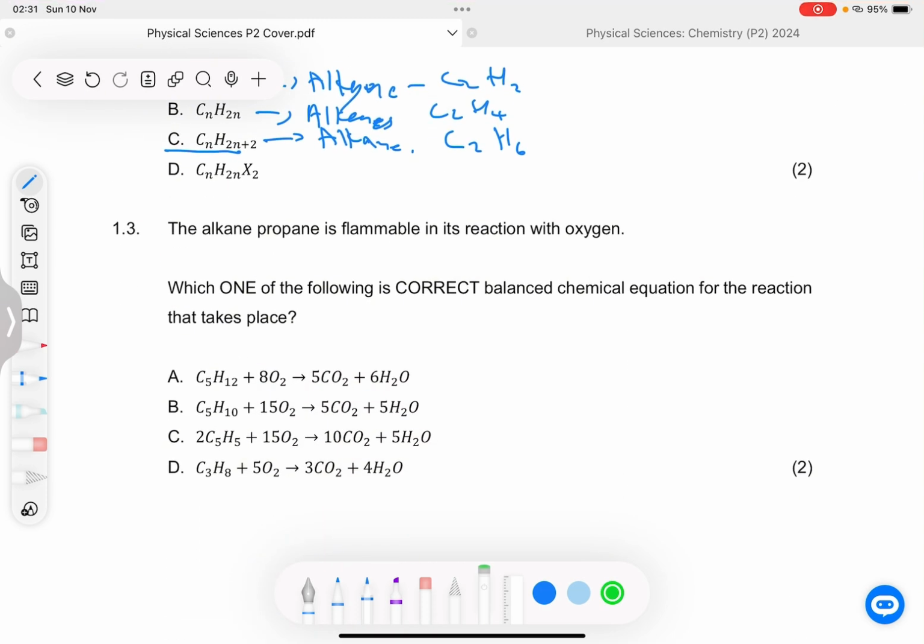1.3 says the alkane propane is flammable in its reaction with oxygen. Now they then come and say which one of the following is the correct balanced chemical equation for the reaction that takes place, and they give you those options. Now to tackle this question, I think you have to look at the keywords. Of course, this is an alkane, it's a propane, but also they say flammable. When they say flammable, they're giving you a clue that we are dealing with a combustion reaction.